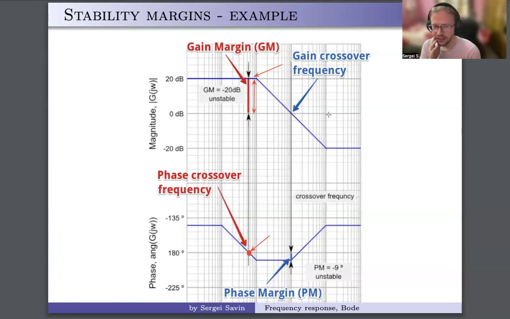That is the idea of margins. So there is a lot of terminology, as you can see, for example, on this slide. We have gain crossover frequency. So what is the gain crossover frequency? It is a frequency around which you cross this 0 decibel amplification. What's the phase crossover frequency? That's a frequency around which you cross 180 phase shift. Good.